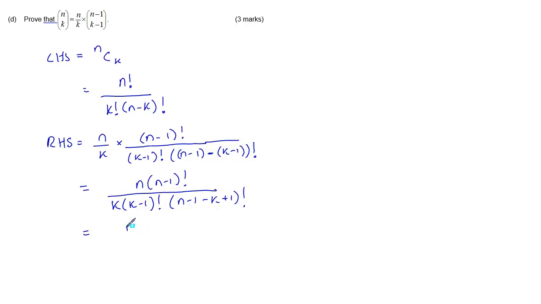N times (n minus 1) factorial is n factorial. K times (k minus 1) factorial is k factorial. And if we simplify that, it's (n minus k) factorial. So we have the left-hand side equal to the right-hand side.